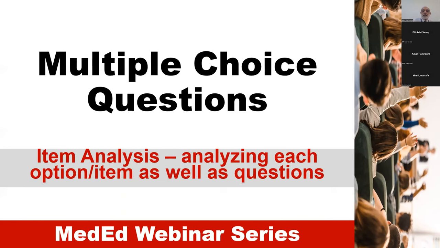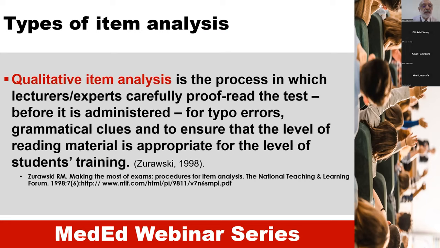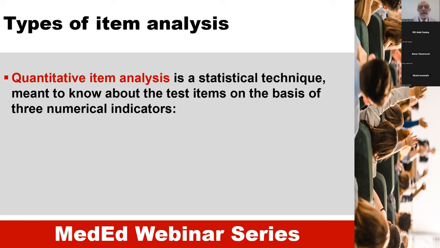Right, now after going through these types of questions, the next thing we want to do is item analysis, that is, analyzing each option or item as well as questions. There are two types of item analysis. The first one is qualitative item analysis, the process in which lecturers or experts carefully proofread the test or exam questions before it is administered. The purpose here is to look for any typographical errors, any grammatical clues, and to ensure that the level of reading material is appropriate for the level of students' training. The second type is quantitative item analysis.